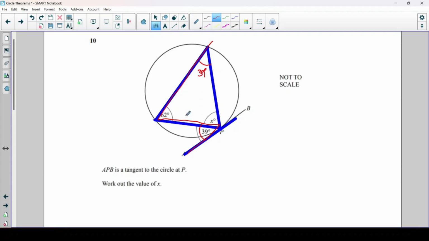And then I'm just going to use angles in a triangle. So I'm going to add those two angles up there, 62 and 39. That makes 101. And then I'm going to subtract that from 180, okay, to find that last angle in the triangle. 180 take away 101 is 79 degrees.